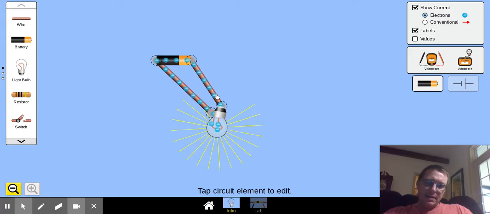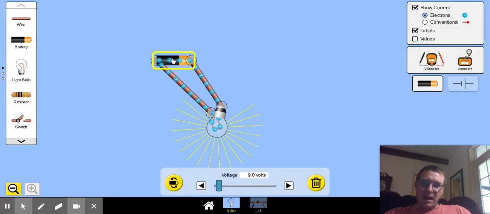And now you can see that the electrons are moving. They move through the battery, pick up electrical energy, carry it, drop it off at the light bulb, and then that electrical energy is turned into light energy. Now these electrons head back to the battery where they get recharged.